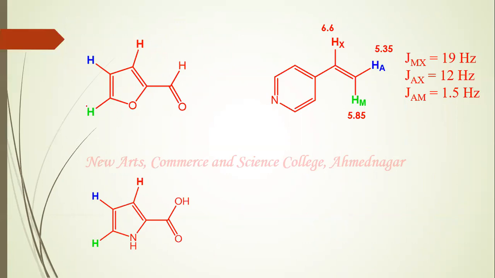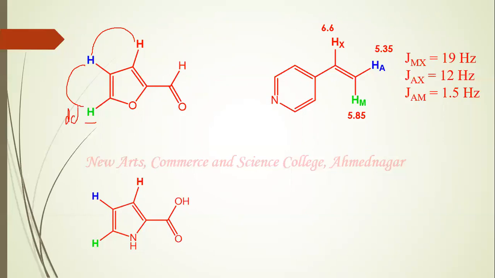Now we have a few more examples of this AMX spin system. In this case, we can see three protons are present which couple with one another. If you look at this, these two couple with one another and give a doublet, and this also couples with this, giving a doublet. Suppose I am considering this green proton: it will couple with this blue proton, giving a doublet, and plus another doublet with this one, that is, it will have a doublet of a doublet.